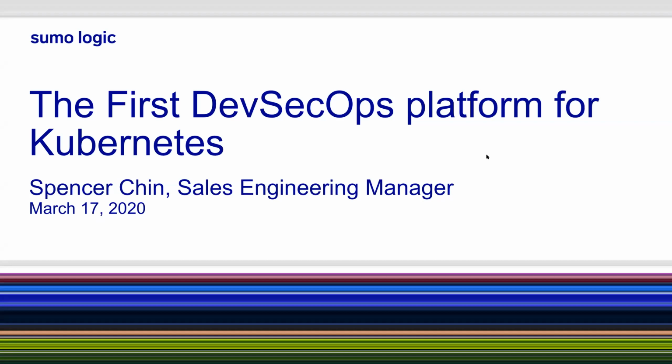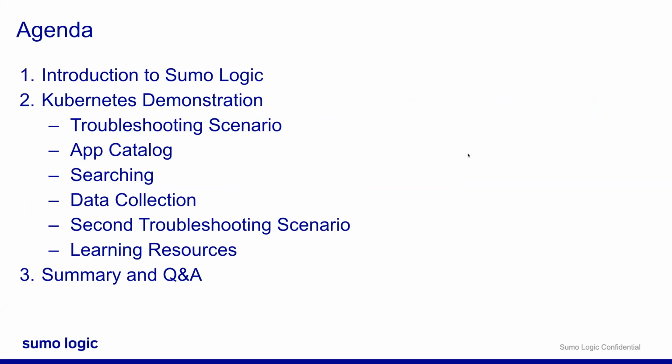So in terms of an agenda, first we are going to do a brief introduction to Sumo Logic. And then after that, we're going to hop into the actual demo, and I'll show you our new Kubernetes solution. We're going to show you how you can use the solution to find an issue, identify the problem, and drill down to the root cause extremely quickly. We'll also touch on our app catalog outside the context of Kubernetes, how to search data, how our data collection works, and then we'll go through a second troubleshooting scenario and show you what learning resources are available. Finally, we'll wrap up the session today and answer any questions that remain.